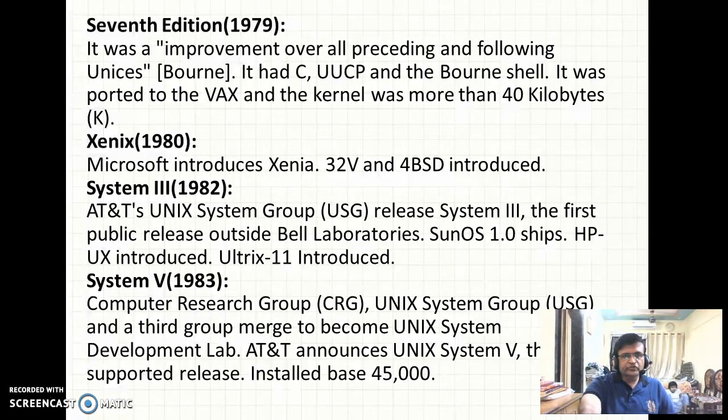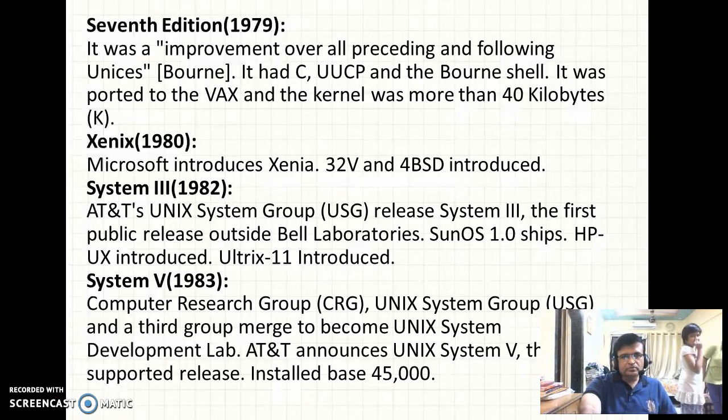Then came System 3, designed in 1982 by AT&T's Unix System Group, which released System 3, the first public release outside Bell Laboratories. SunOS 1.0 was shipped, and HP-UX was introduced by HP. Ultrix 11 was also introduced during this period.